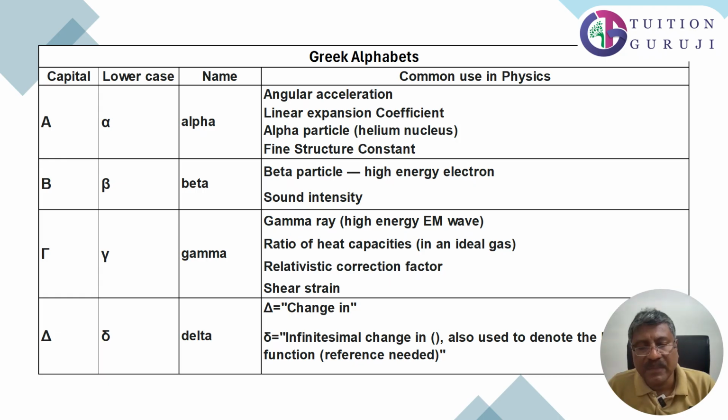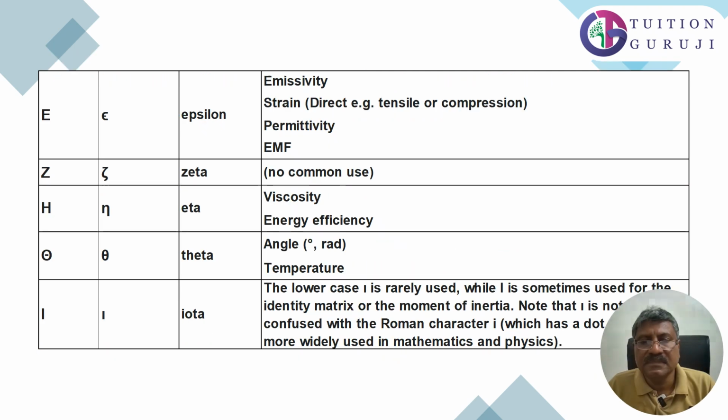Delta, capital delta and small delta are widely used. Delta is used for change in some quantity. Epsilon is used for emissivity, strain, permittivity and EMF. Zeta is not commonly used, and eta is used for efficiency and viscosity. Theta is used for angle and temperature. Then iota, the lowercase iota is rarely used, whereas capital iota is sometimes used for the identity matrix or moment of inertia.